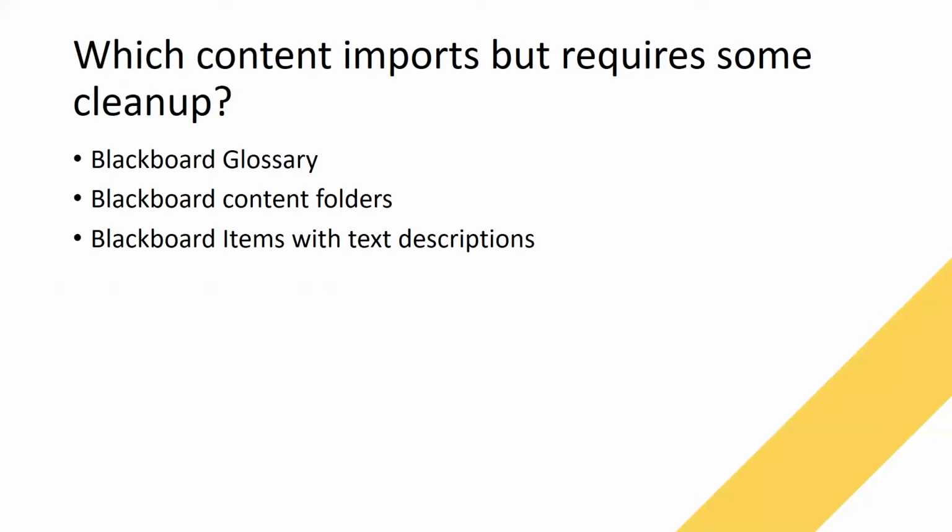For example, the item may come over, but the text description might not have come with it. Sometimes the text descriptions become their own pages in Canvas, and so you just want to make sure you check any text descriptions that you have, like on folders or descriptions that you have inside of an exam, those types of things. You just want to make sure that all of those things come over, and if not, copy and paste them from Blackboard to Canvas into the appropriate location.